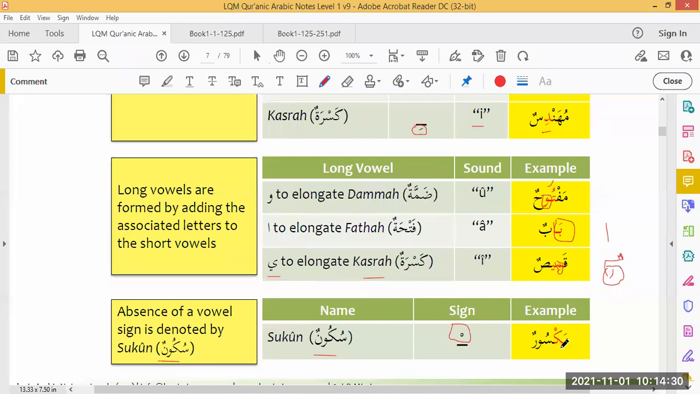Like you can see here, maksurun. This kaf has no haraka. This is silent. So maksurun, we will read it like this.